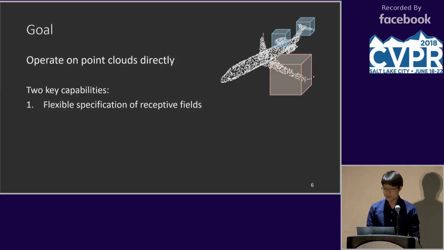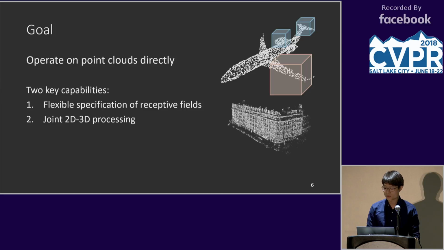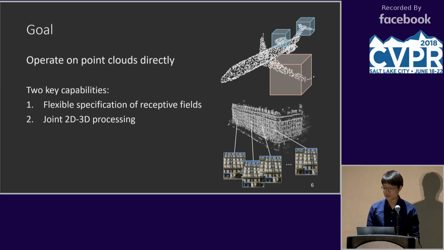The second capability we'd like to bring in is the seamless integration of 2D and 3D information for joint processing. Many sensors output 3D data and 2D images simultaneously. Images can provide complementary information to 3D data and also allow us to leverage powerful models and architectures developed for image understanding. I will revisit these 2 points later and explain how they are achieved by our network design.